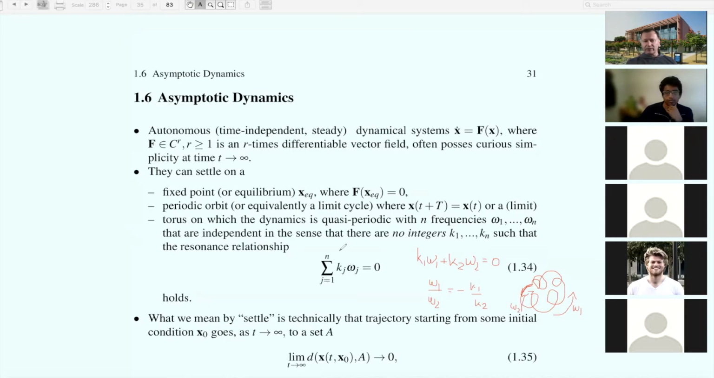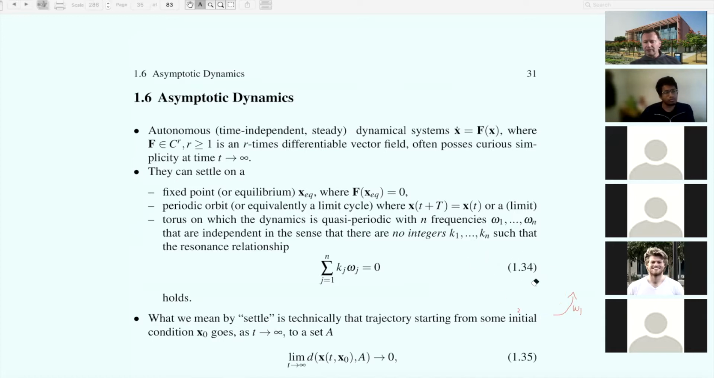What happens when you have this non-resonance, so if you don't have any integers such that this is true, is you would have dense winding on a torus. So every trajectory would cover the torus in a dense manner. It wouldn't quite pass through every point, but it would pass arbitrarily close to every point, as described in the appendix on topology that I put in.